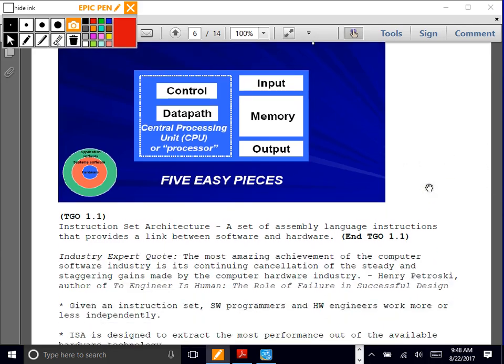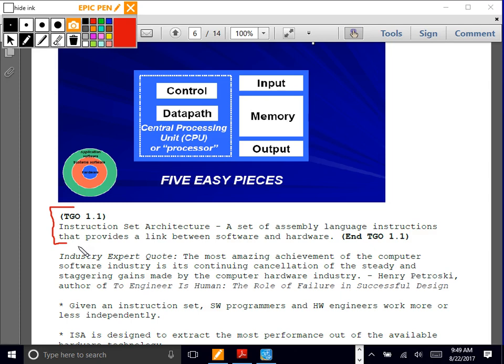All right, so this is the first topical guide objective. Basically, every class, I want you to handwrite these definitions and problems, and you'll turn them in just like you did at the beginning of this lecture. I go over each one of them, and then I discuss them in detail. The first topical guide objective is the definition of instruction set architecture. On Blackboard, I highly encourage you to look up what the TGOs actually are. In this case, I bet you TGO 1.1 is define instruction set architecture.